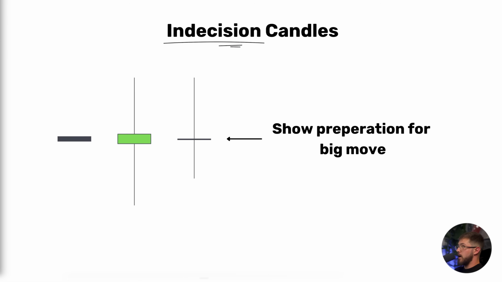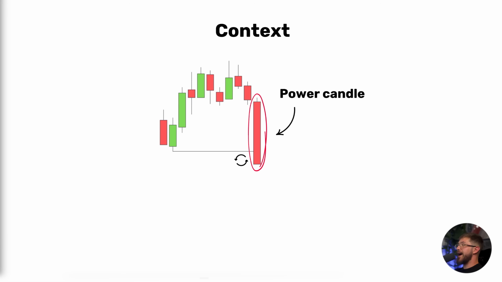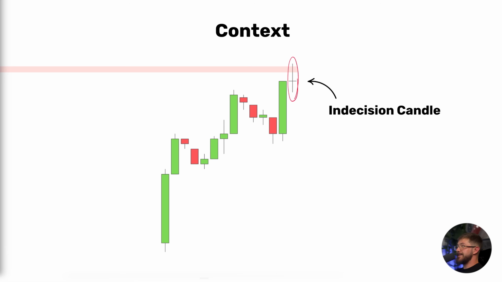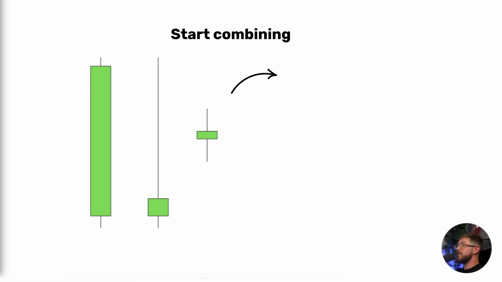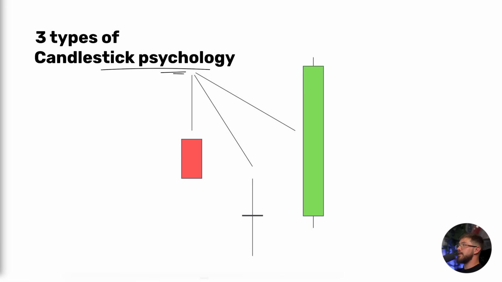But the real power comes from understanding how context changes everything. A power candle in a trend means continuation, but a power candle at a key level means a potential flip. A reversal candle at support means rejection. An indecision candle at resistance means a big decision is coming. And when these individual patterns start combining together into multi-candlestick formations, that's when you get the context and confirmation that can turn good setups into profitable trading over the long term. Because ultimately, that's what this entire course is building towards.